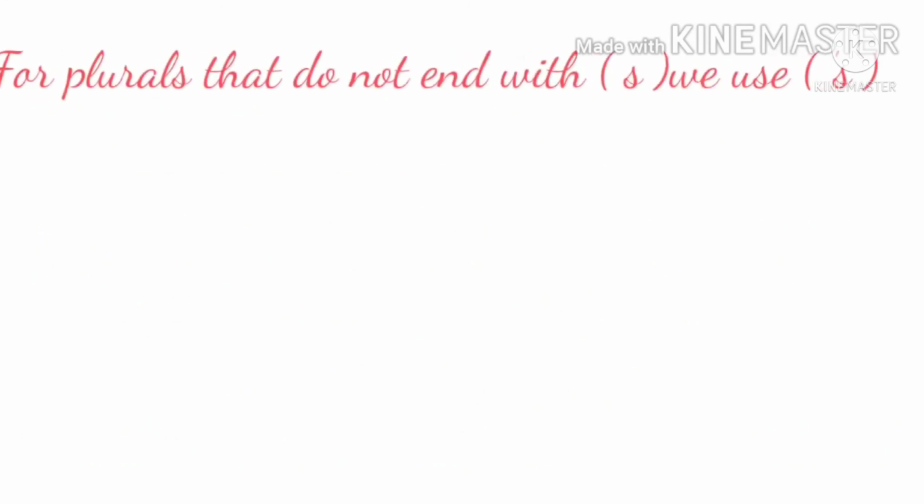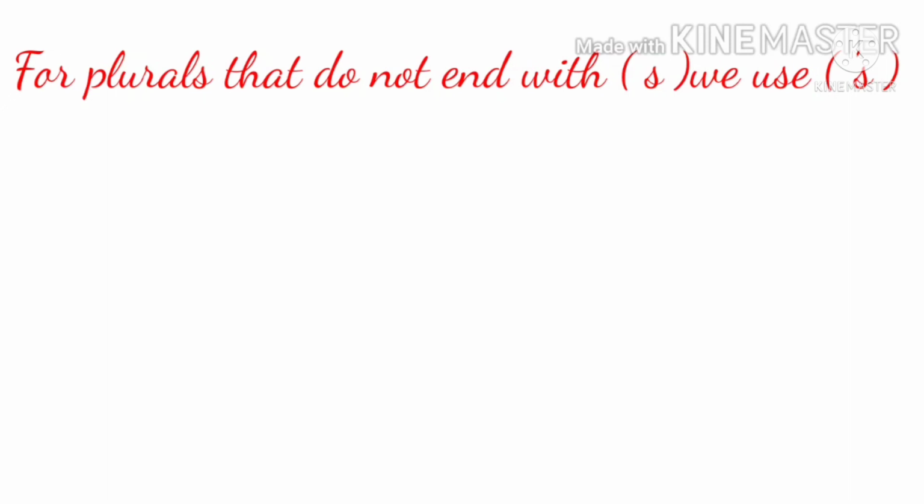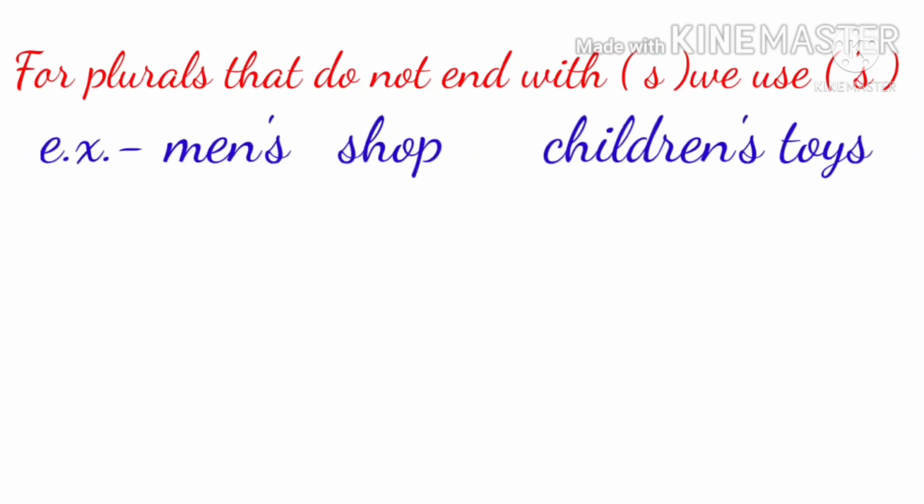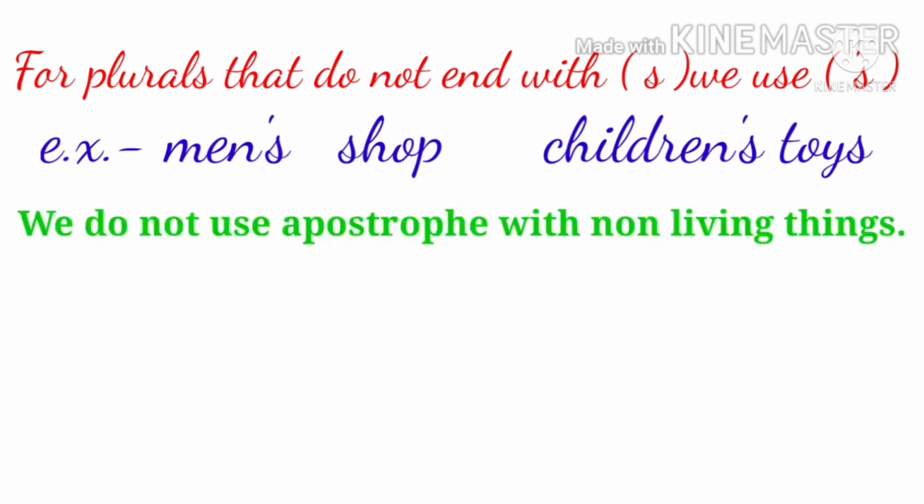For plurals that do not end with s, we use apostrophe and s. For example, men's shop, children's toy. Men and children are plural words without s. So we put apostrophe and s with such words.